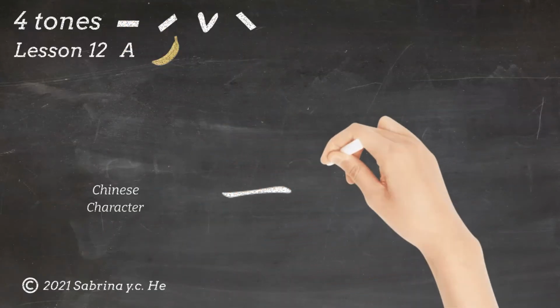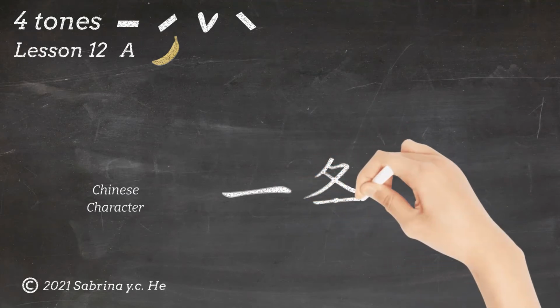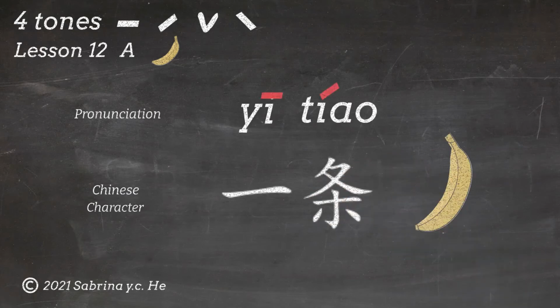In the last lesson, we learned how to say I want to eat an apple. But what if you want to change it up and want to eat a banana instead? So today, we're going to learn how to say a banana, focusing on a in Chinese. 一条. Please repeat after me.